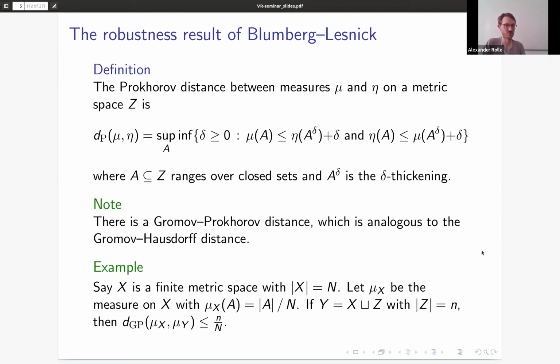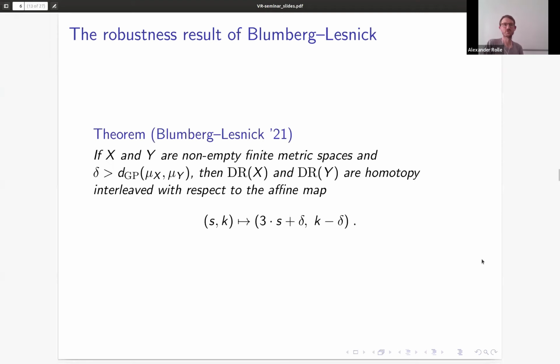And this is a very nice idea, and I think it's very natural from the point of view of the stability theorems that we're familiar with in TDA. And because of facts like this about the Gromov-Prokhorov distance, this is going to say something about the robustness of degree Rips to outliers. And so here's the result that they prove. If X and Y are non-empty finite metric spaces, then for any delta greater than this Gromov-Prokhorov distance between these associated measures, the degree Rips complexes of X and of Y are homotopy interleaved with respect to this affine map.